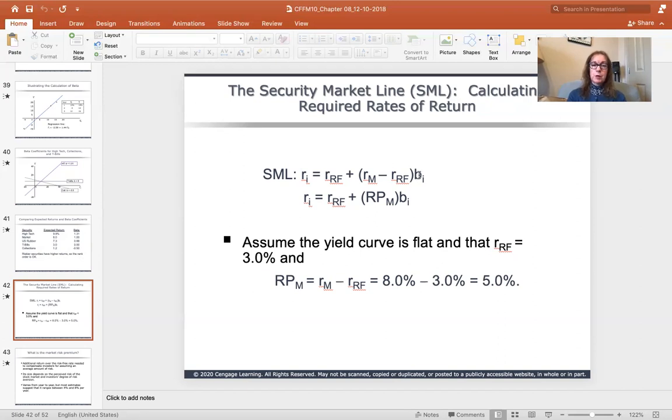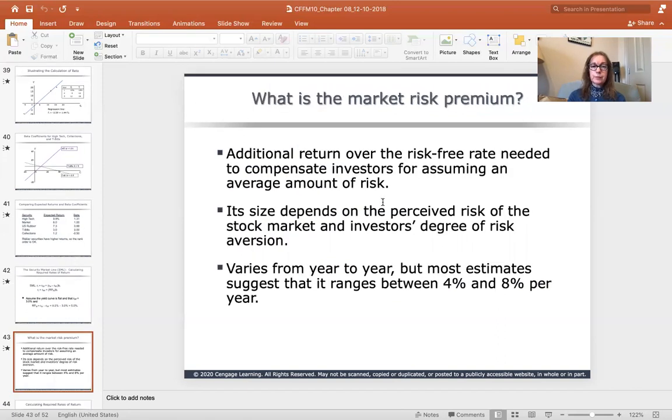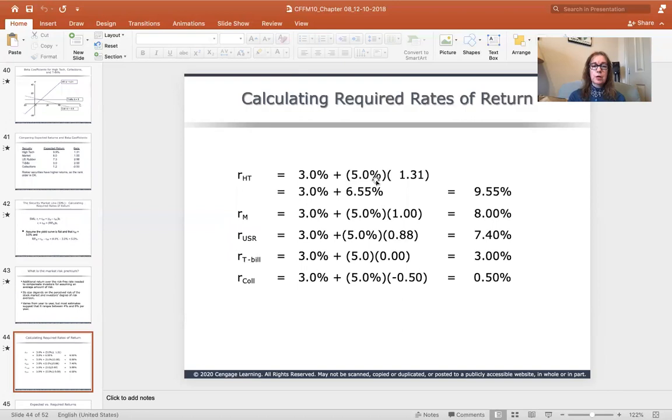That's if a beta is 1, but for a riskier stock, I want to be compensated more. But the difference between these two is the risk premium. Now, sometimes they'll tell you the market return, but sometimes they don't. Sometimes they just tell you the risk premium, which means they've already subtracted it out here. Okay, so let's take a look here.